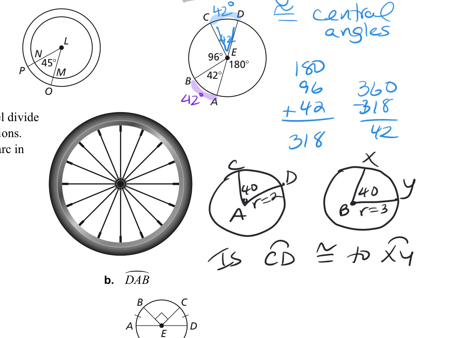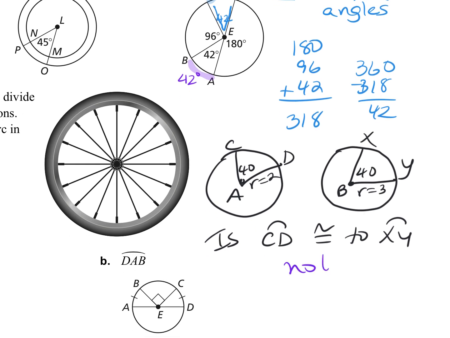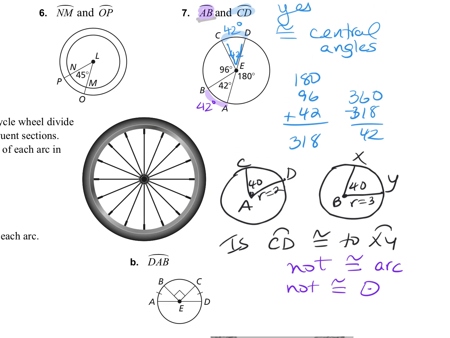So even though these two arcs have the same measure, they are not congruent arcs because they are not congruent circles. So when they're two different circles, they need to have the same radius length. But when it's within the same circle, as long as they have congruent central angles, then the arc measures are congruent. So these could have both 40 and 40, but because the circles are not congruent, those arcs are not congruent.